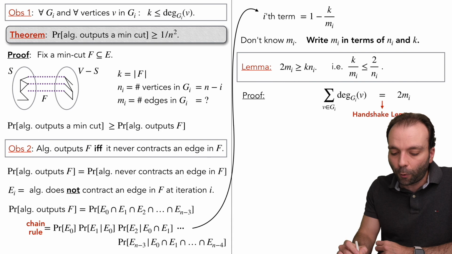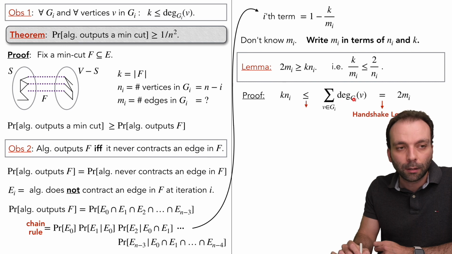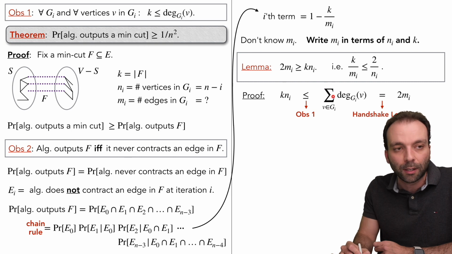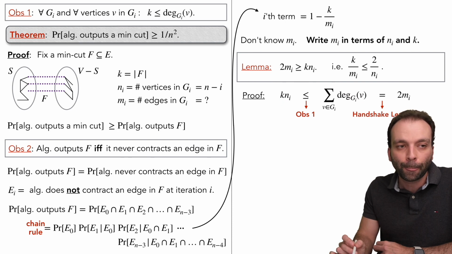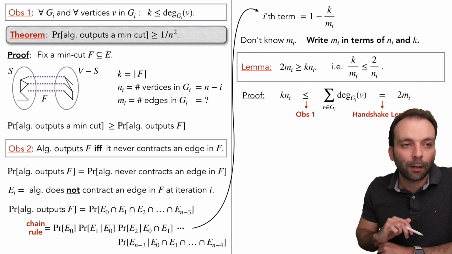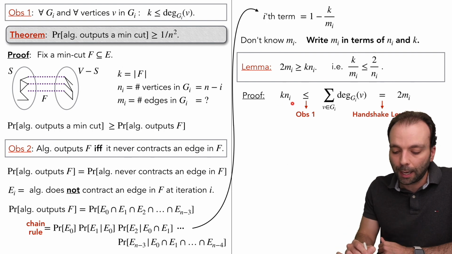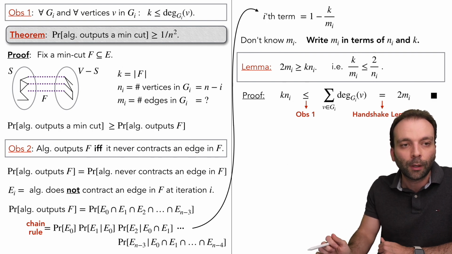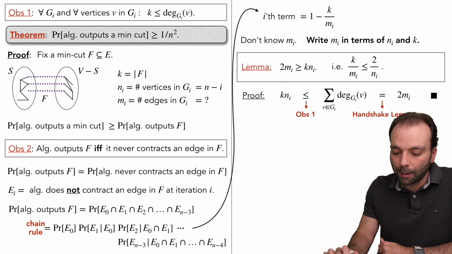And then on the other side, of course, by the observation, we know that the degree of any vertex v is lower bounded by k, for every vertex. So I can lower bound this whole sum by k times n sub i, the number of vertices I have. The number of terms I have in the sum is n sub i, and each term here is lower bounded by k, so I have the lower bound k times n sub i. And then you get the result that we want. That's the proof of the lemma: k times n sub i on the one side, 2 times m sub i on the other side. All right, so we have that.